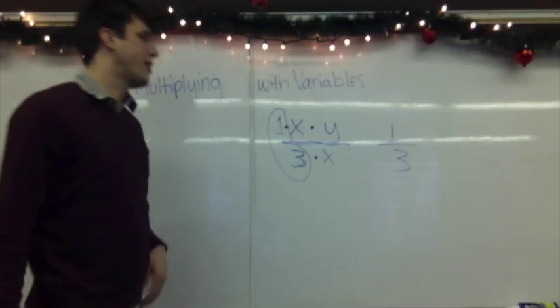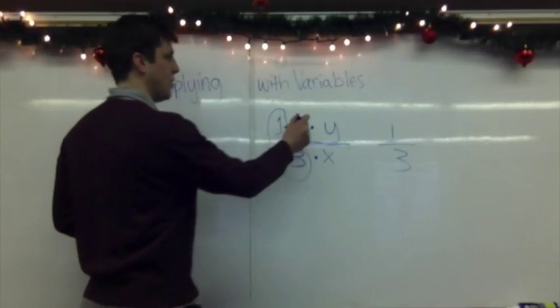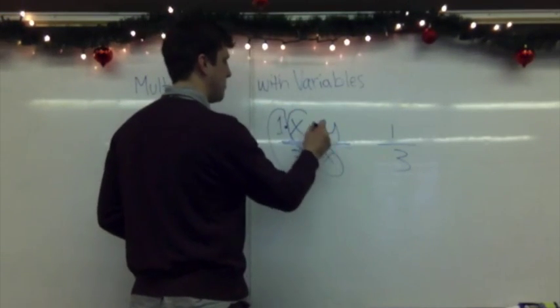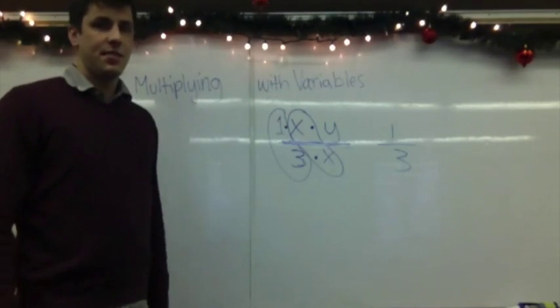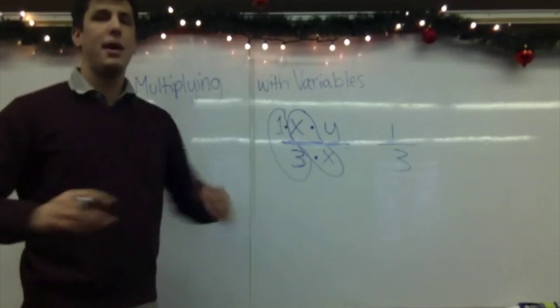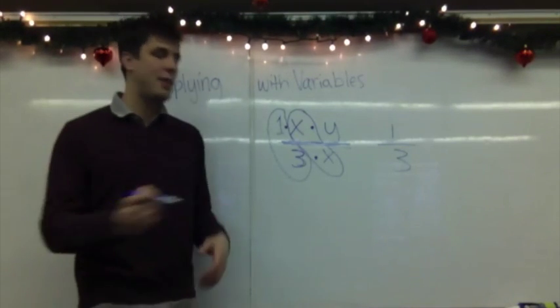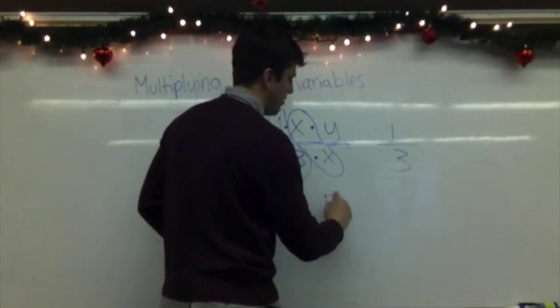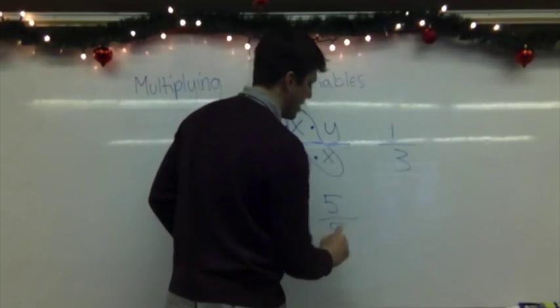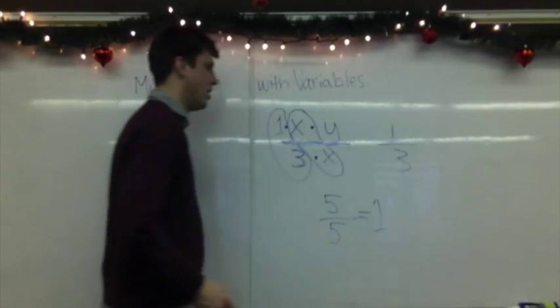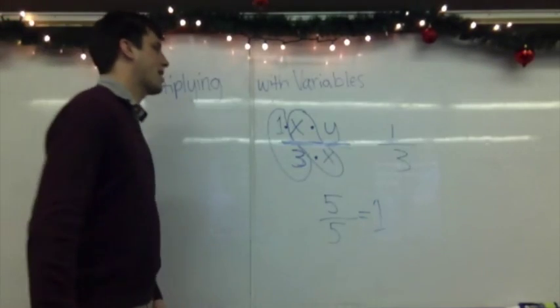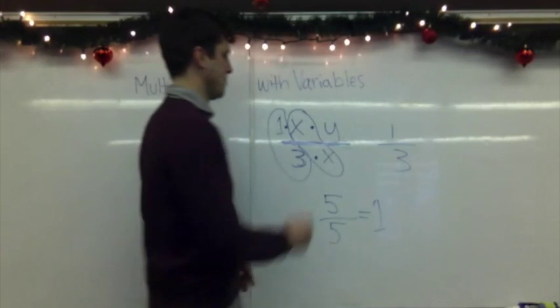And now we're looking for our variables. We have an x on top and an x on bottom. If we have x divided by x, that means a number divided by itself. And when you divide a number by itself, say we did 5 divided by 5, that answer would always equal 1. So the x divided by the x is just 1.